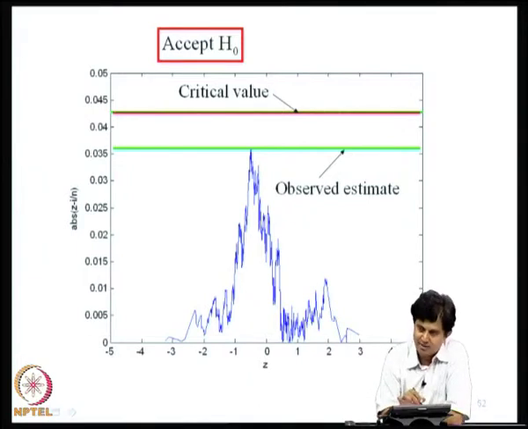And for this given sample size, I can find out what is the critical value. So, the observed estimate or the observed statistic is less than the critical value, therefore, we can accept the null hypothesis.